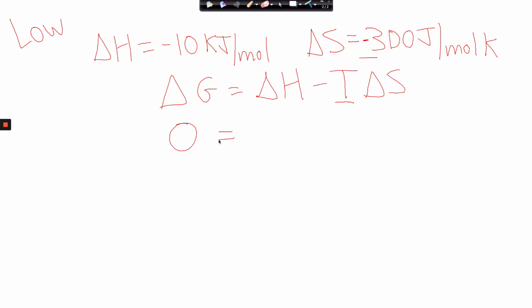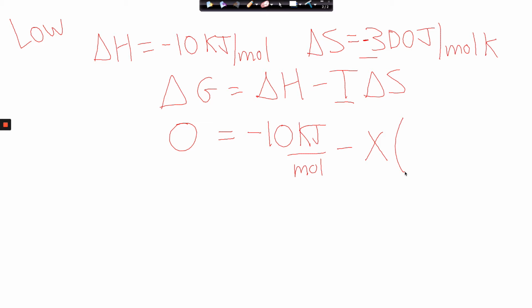So delta H is negative 10 kilojoules per mole. Minus T becomes our X. And then, guys, you best be careful. If you just wrote down negative 300, you're sunk. Why? Yeah, guys, your units have got to line up. You can't subtract kilojoules and joules.